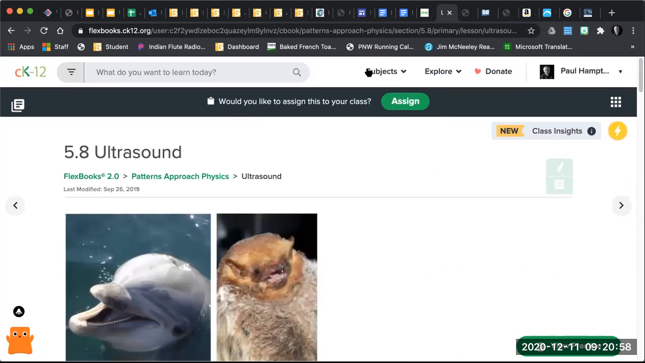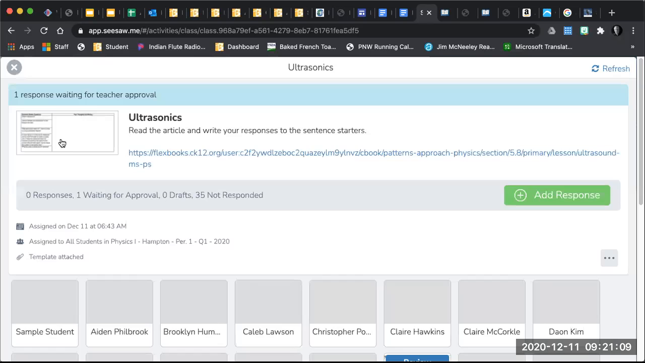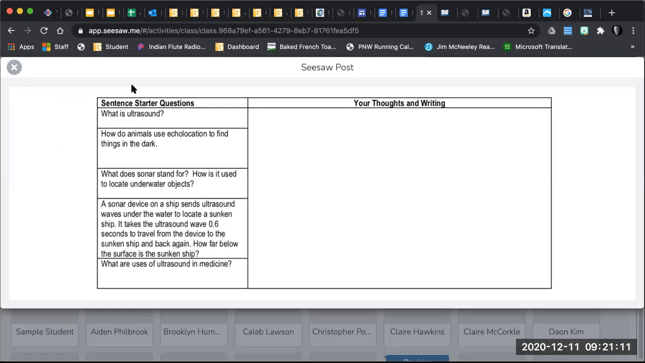When you're all done with that, then you will go back over to Seesaw, and there is a little set of questions. What is ultrasound? How do animals use echolocation, etc.? And you're just going to complete that activity. So that's what you missed if you weren't in class today.